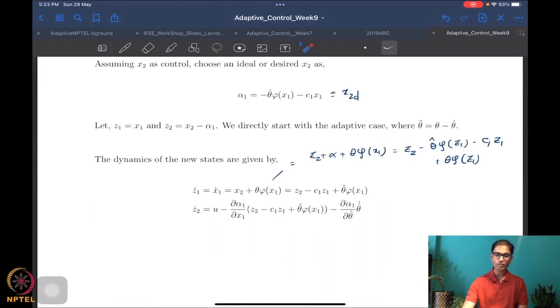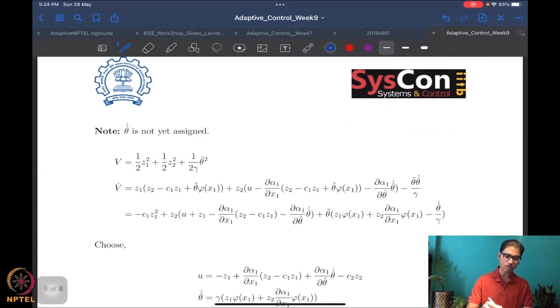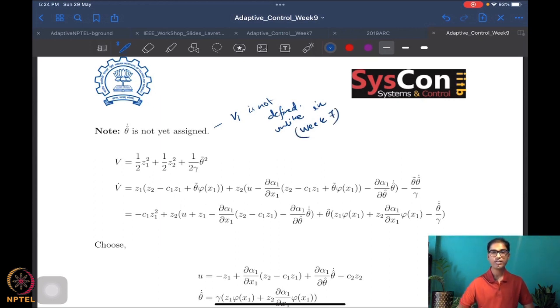But now we sort of control our itch to handle everything for the first state. So we do not define a theta cap dot. We do not define a V1 at all. So the important thing is that theta cap dot is not assigned. V1 is not defined. Unlike in week 7, V1 is not defined, right? And because V1 is not defined, theta cap dot is also not assigned, right?